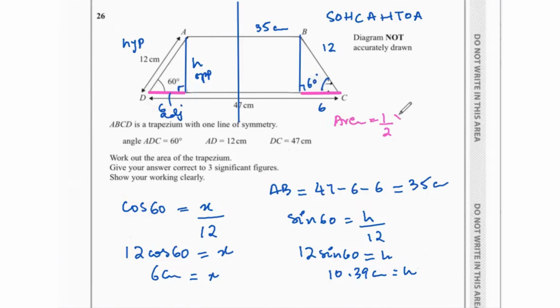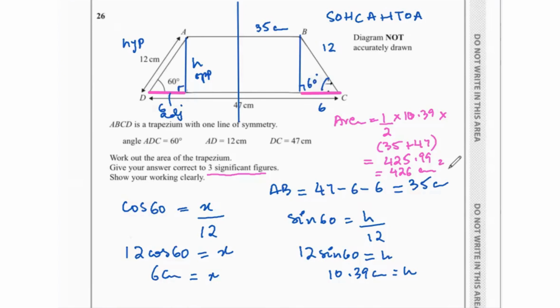1 over 2 times 10.39 times 35 plus 47, and that's going to give us 425.99. They want the answer correct to 3 significant figures, so we round that to 426 centimeters square. That's your answer. If you're someone who wants to split the shape into a rectangle and triangle, like 2 triangles in 1 rectangle, you can also do that.